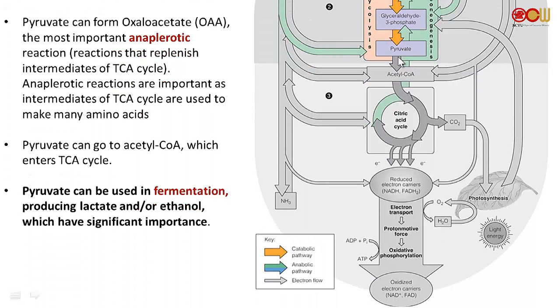Pyruvate can also become oxaloacetate, which goes down to here. We will talk about all of these reactions. When it becomes oxaloacetate, this is a TCA cycle intermediate, and it can be used to produce some amino acids from here. Or a large percentage of pyruvate will actually go to acetyl-CoA.